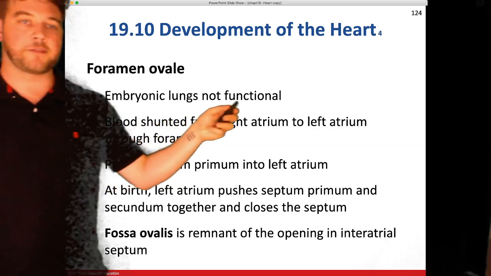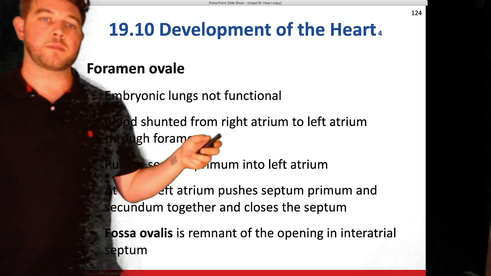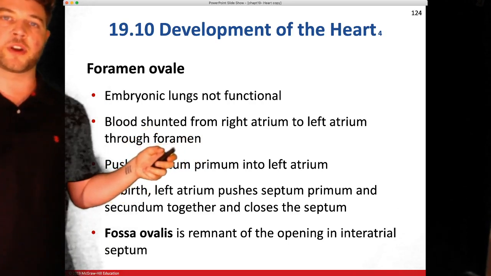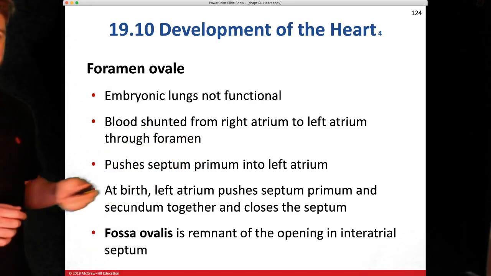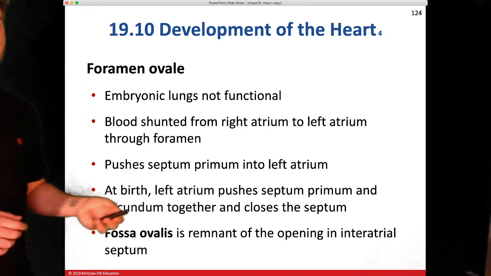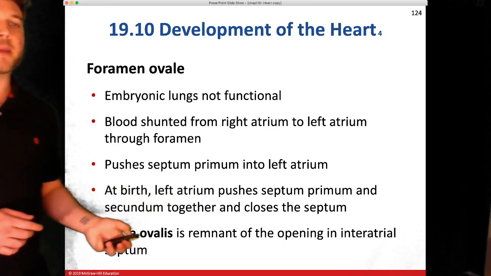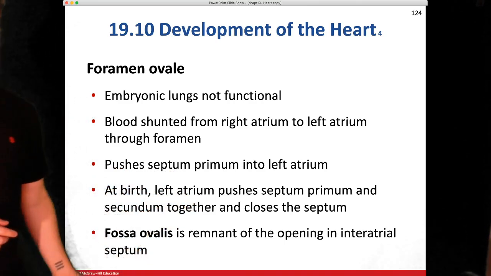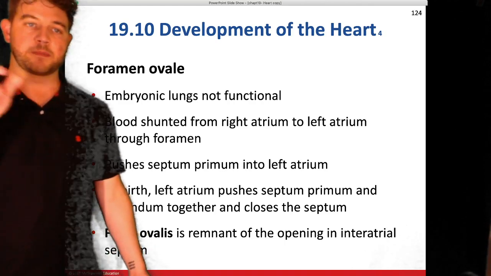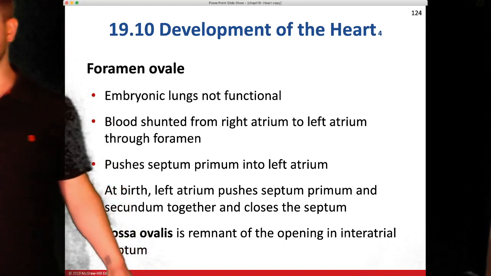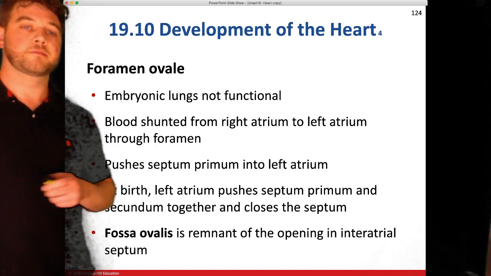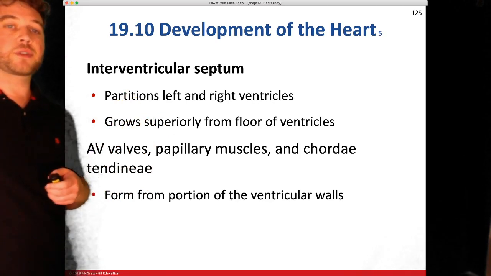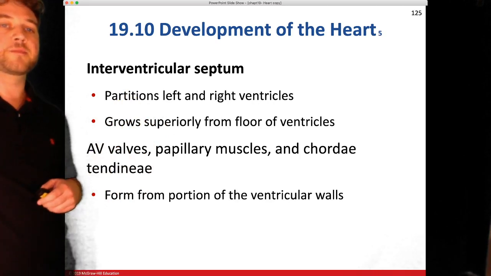The embryonic lungs are not functional. Blood gets shunted from the right atrium to the left atrium through the foramen, because again, the blood coming to the fetal heart is already oxygenated. This pushes the septum primum into the left atrium, and at birth, the left atrium pushes the septum primum and secundum together and closes the septum to form the fossa ovalis, which is the remnant of that opening between the left and right atria. The interventricular septum divides the left and right ventricles, growing up from the floor of the ventricles.